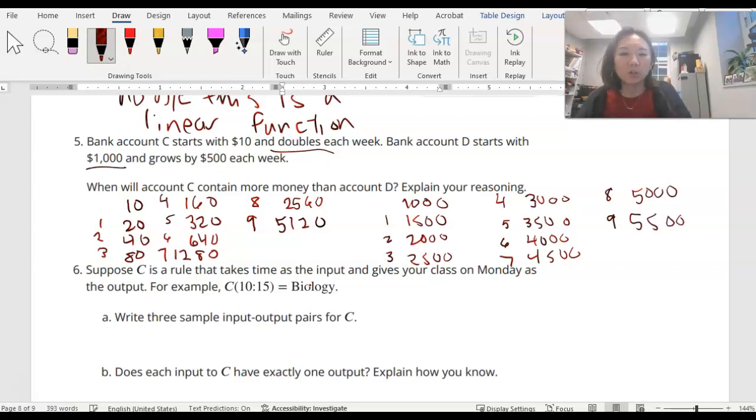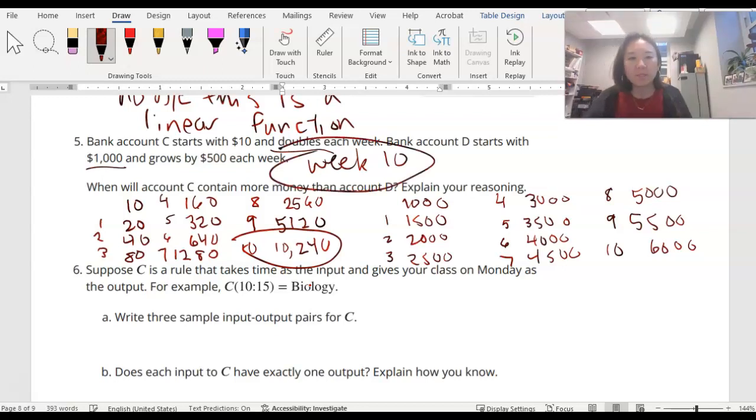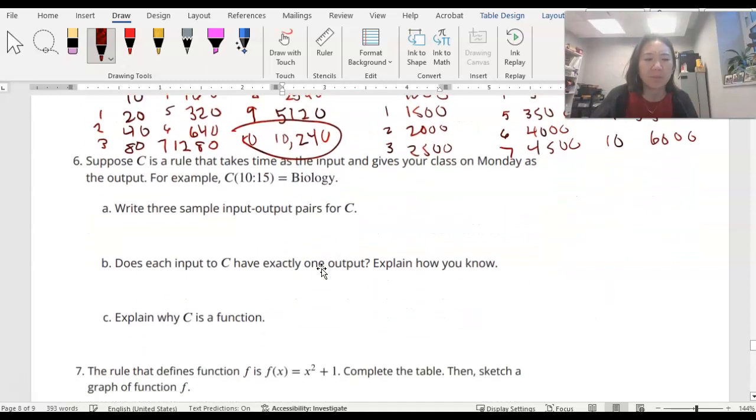And then 9, we have 5,500. So we're still larger at week 9 here, but watch what happens in week 10. When I double that now, I have 10,240. But here in week 10, I'm only adding 500. So now I'm going to have 6,000. So it's in week 10 that account C is bigger than account D, right? And again, when in doubt, you can make a table to see when this will happen.